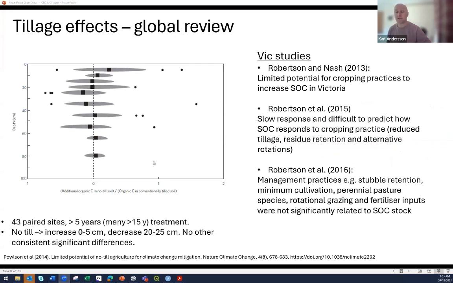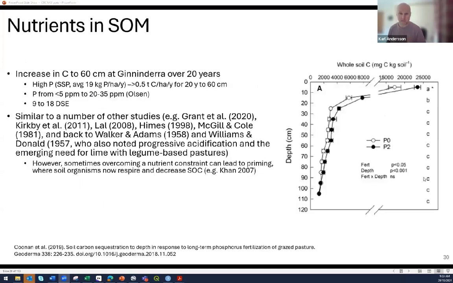Globally, tillage practices haven't really been found to hold it consistently. A little bit more in the surface, a little bit less in the subsurface. And Fiona Robertson has done a range of things through Victoria, and basically found that it's pretty hard to get cropping practices to lift and maintain carbon levels.